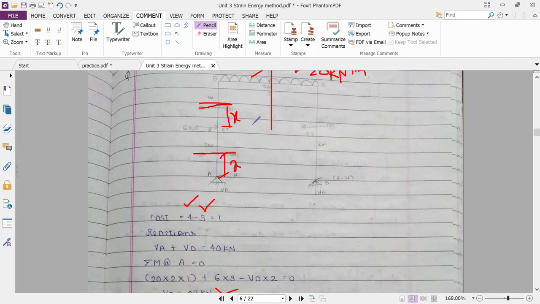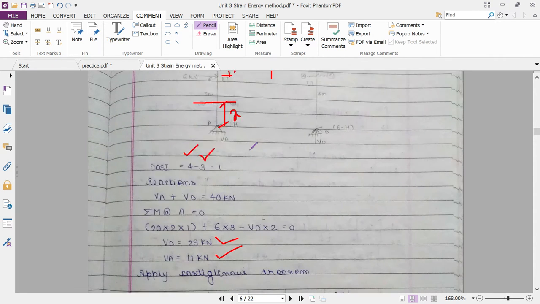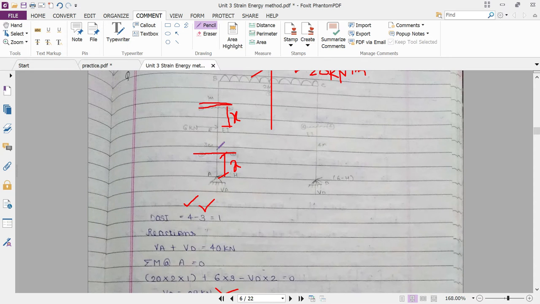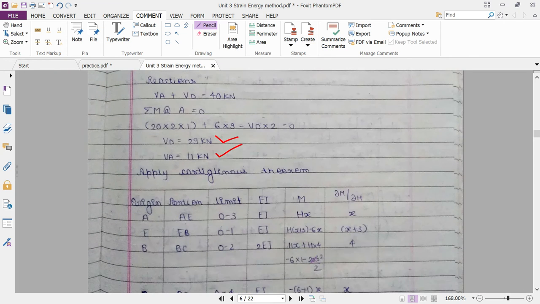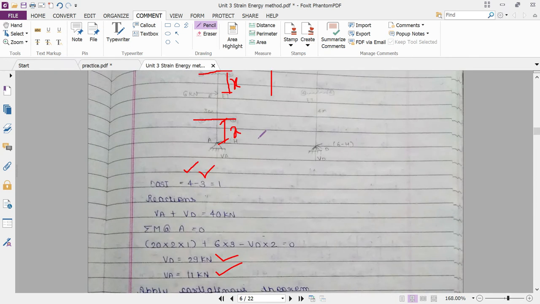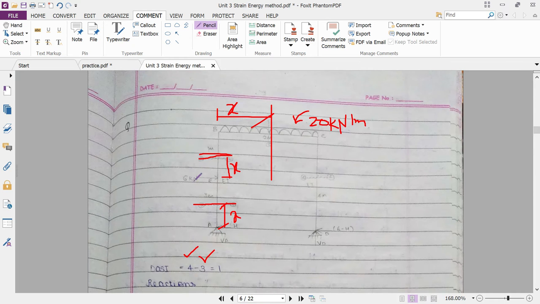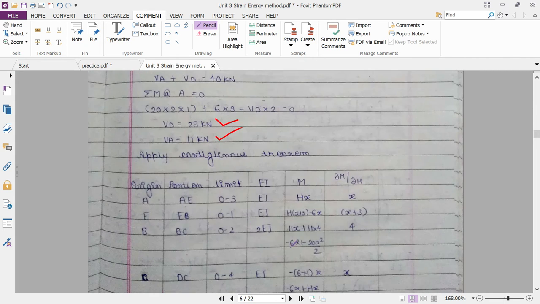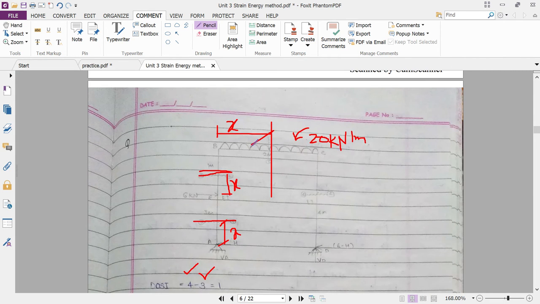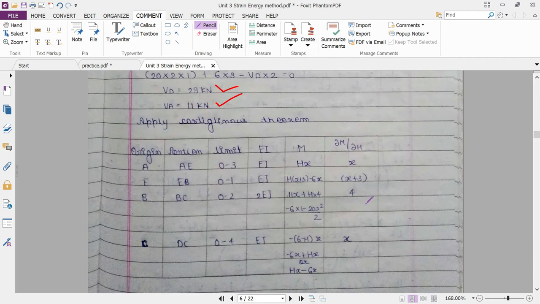11 into x, this 11x plus h into 4, this is h into 4, height is 3 plus 1, 4. Okay, then minus this 6 kilonewton into 1, minus 6 into 1 is there. Then finally this 20 into x square by 2. So like this we will get del M is equal to 4.